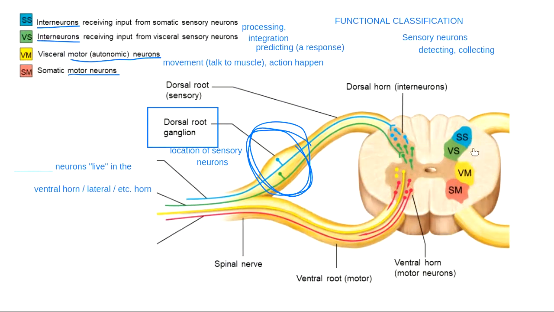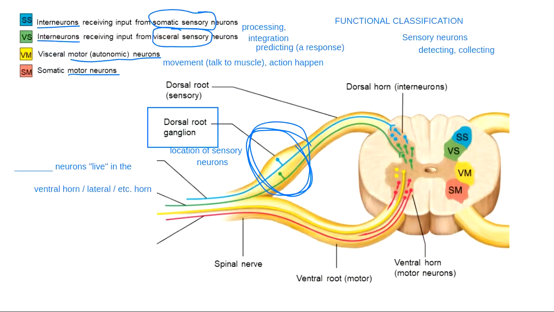Notice that we have two different colors or two different types of interneurons that live here in the dorsal horn. Some of them, if we go back to our legend over here, say that they're receiving somatic sensory information. Some of them say they're receiving visceral sensory information. So here are some terms that we should define for ourselves and know. Somatic technically means of the body.